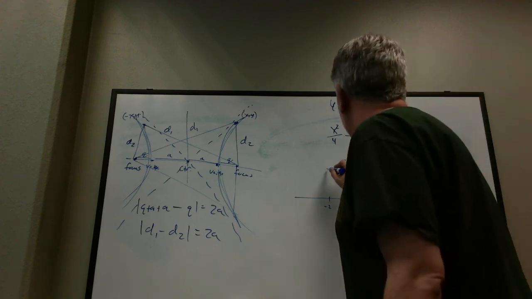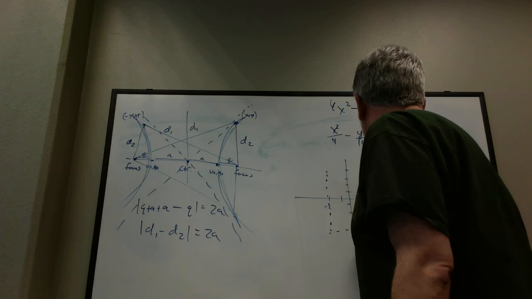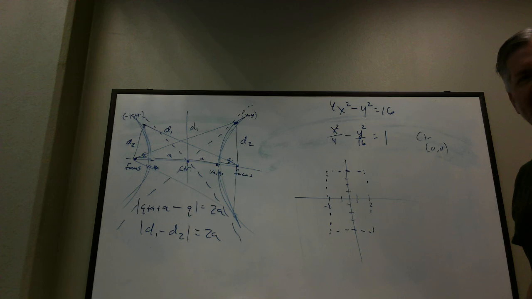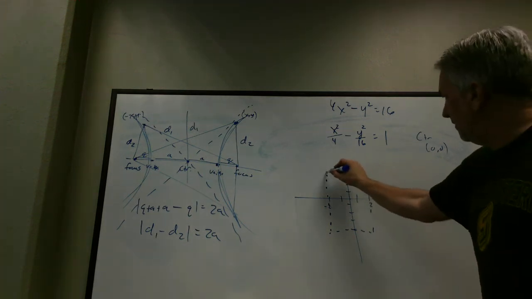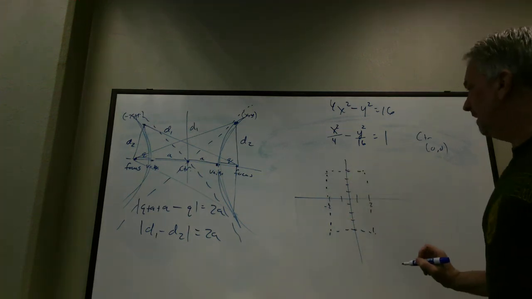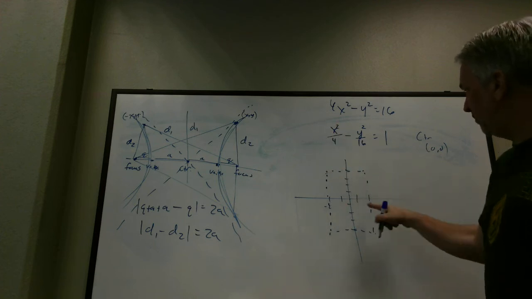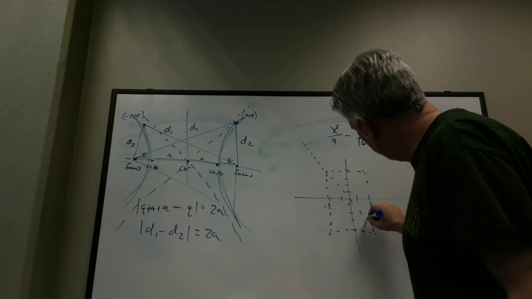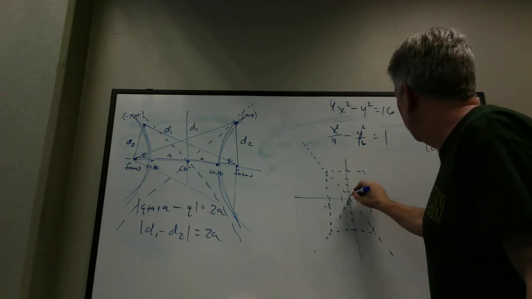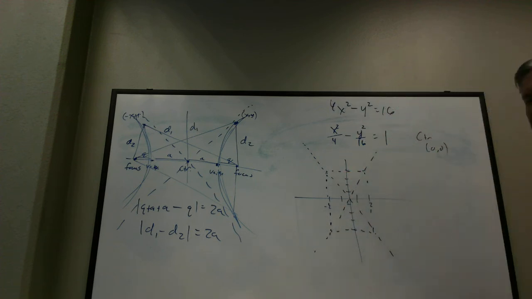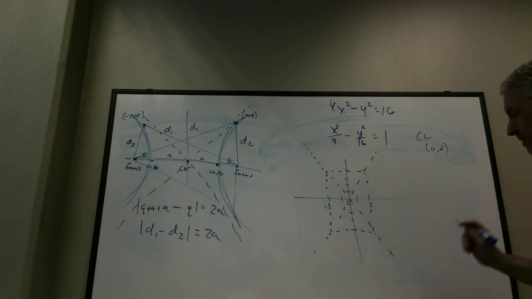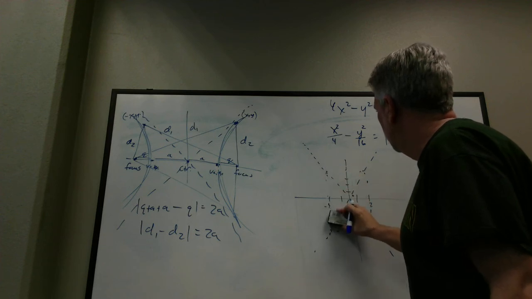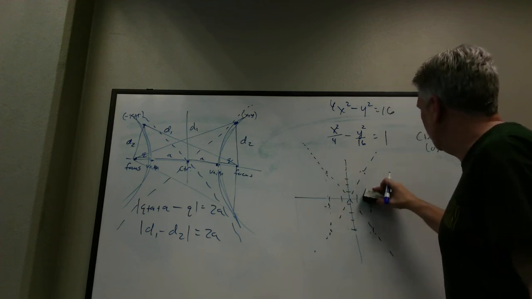Now, I'm going to put a little dash box here, because it's not part of the graph. When you do the dash box like that, the oblique asymptotes pass through the corners of the box and the center. So if I put a dash line through the center and the corners of the box, those are my asymptotes. I don't really need the box now. I just did the box to help me sketch the asymptotes.